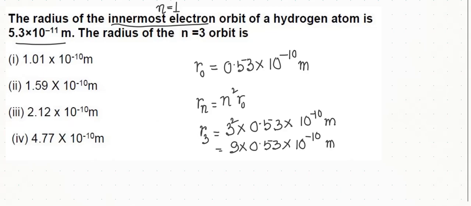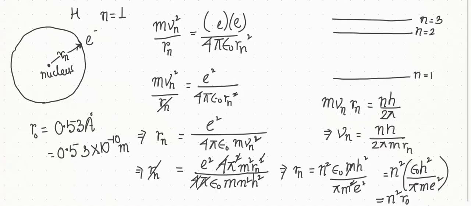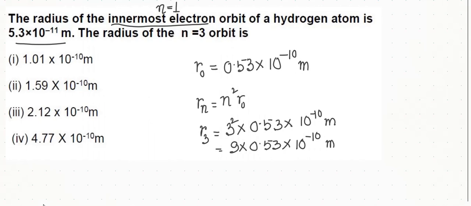Okay, let me check once. The value we have obtained here is Rn equal to n square R0. So if you multiply this, 9 times 3 is 27, 9 times 5 is 45, then it will become simply 4.77 × 10^-10 meter. That means option 4 is the correct answer here.